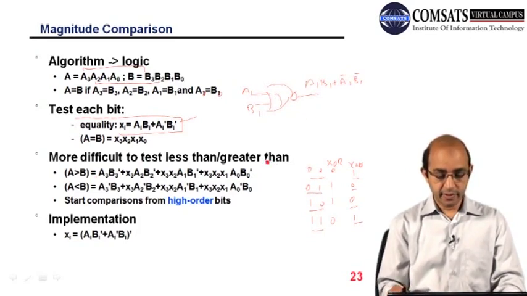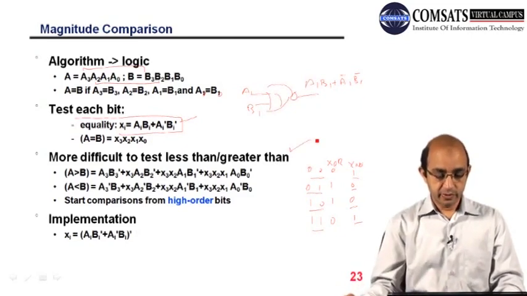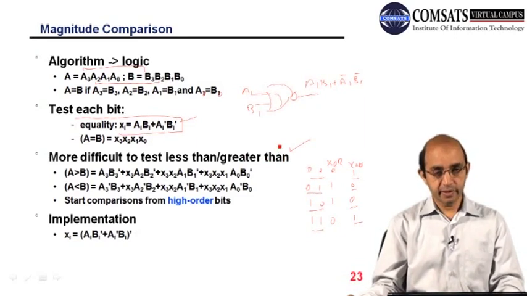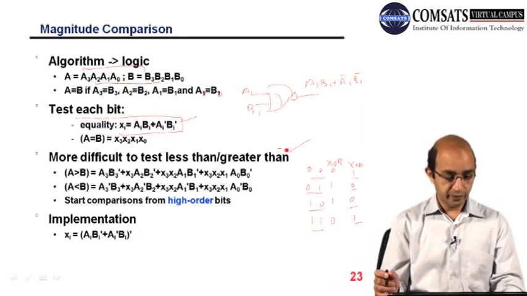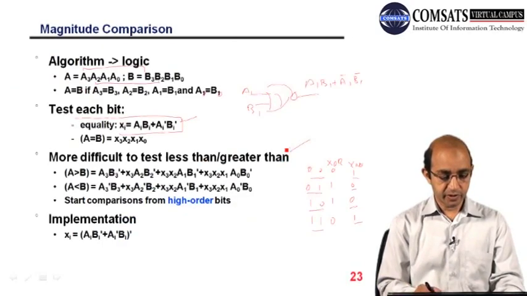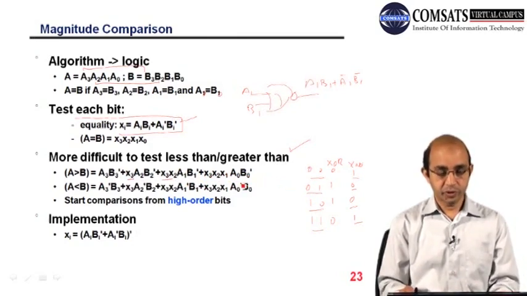And then the most difficult part is to test whether A is greater than B or A is less than B. If we move back, we have derived the expression for this. You can see these are the A3 B3 bar terms, then this is X3, A2 B2 bar plus X3 X2, and then X3 X2 A1 B1 bar, and so on and so forth, because we have 4 bits. So this is the equation for 4 bits.